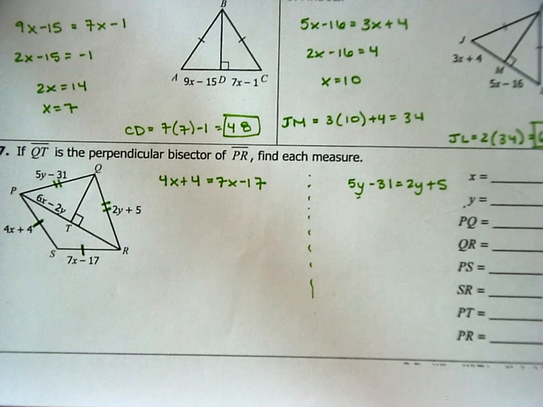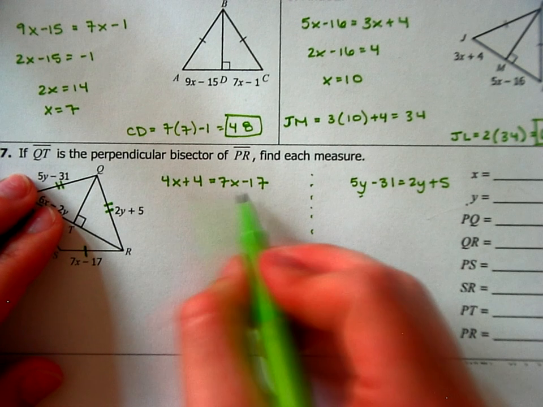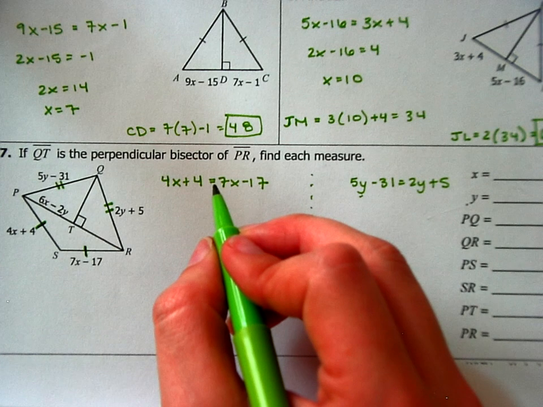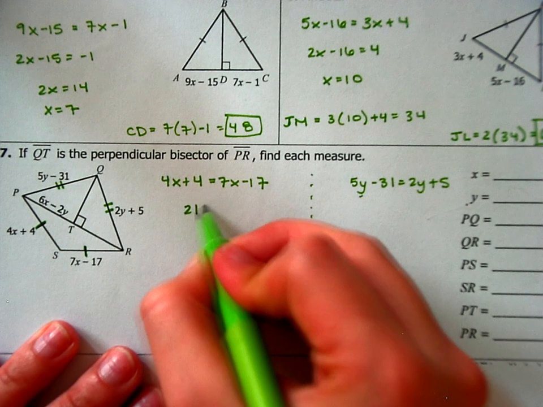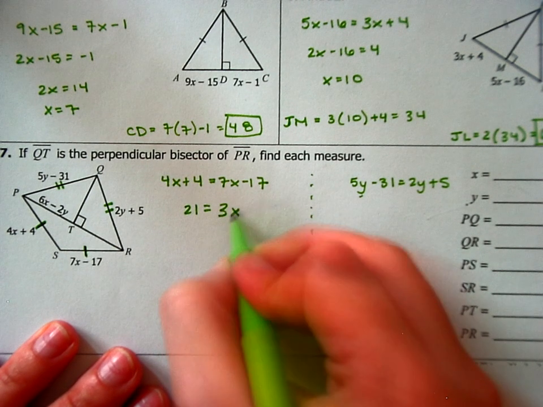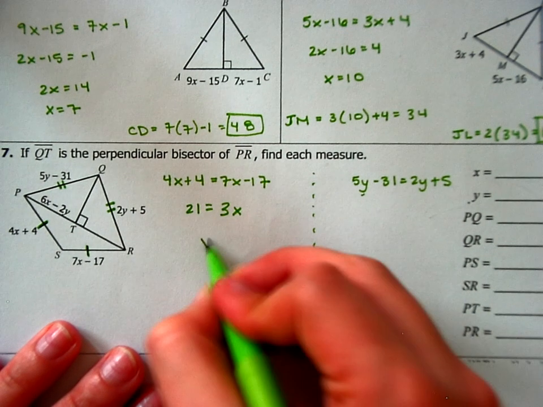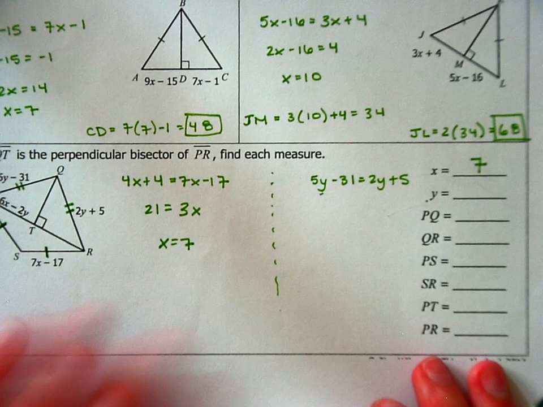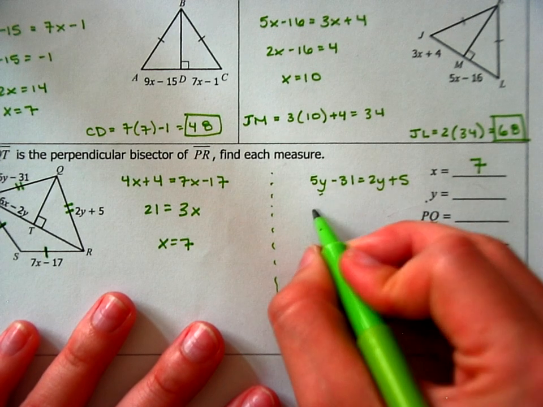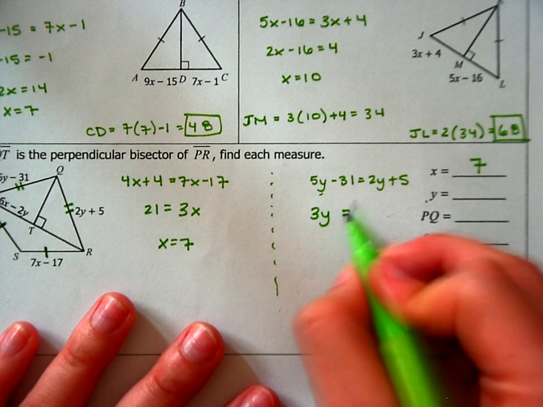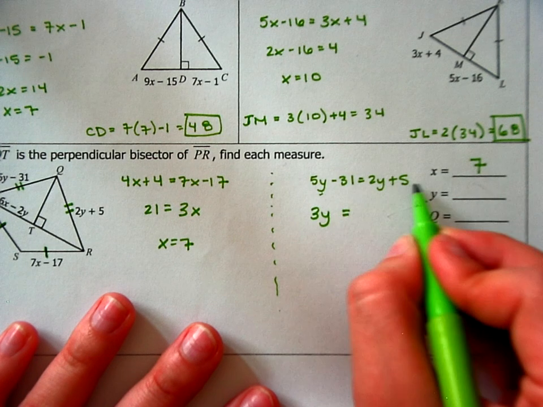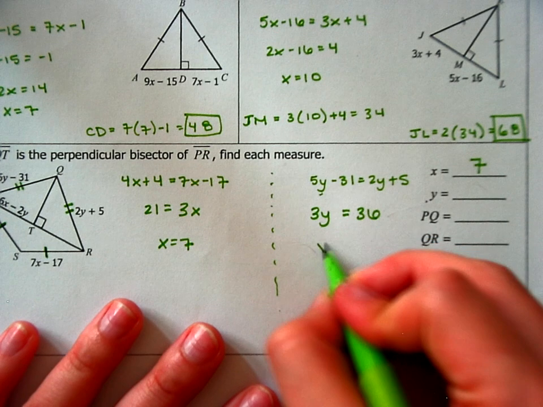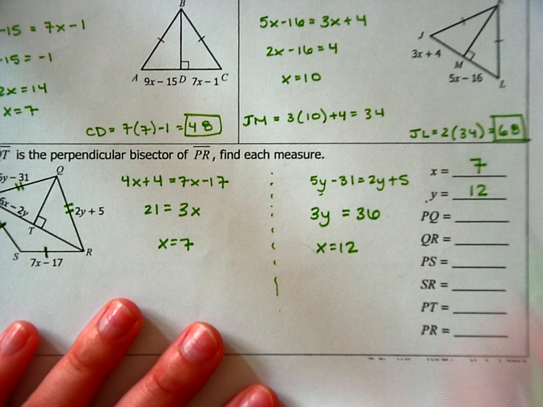All right, over on the left side, if I subtract 4x from both sides of the equation and add 17, so on the left side, I'll have 4 plus 17, that's 21. And then on the right side, 3x. If I divide both sides by 3, x is 7. So I'm going to write my answer over there. And then if I want y, I could subtract 2y. I've got 3y. And then on the right side, if I do 31 plus 5, that's 36. Okay, so then if I divide both sides by 3, I get y equals 12. So I've already got those two answers.